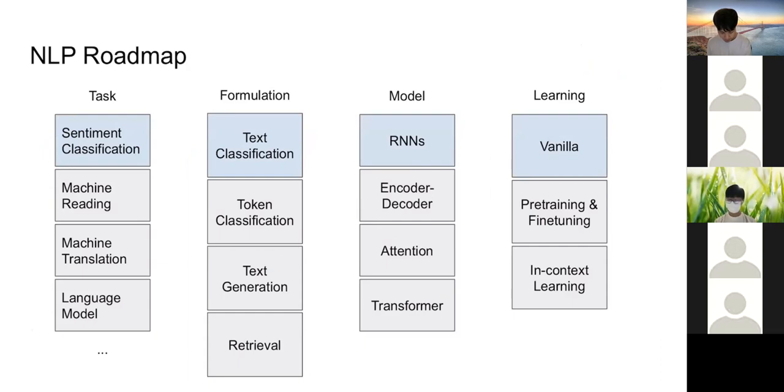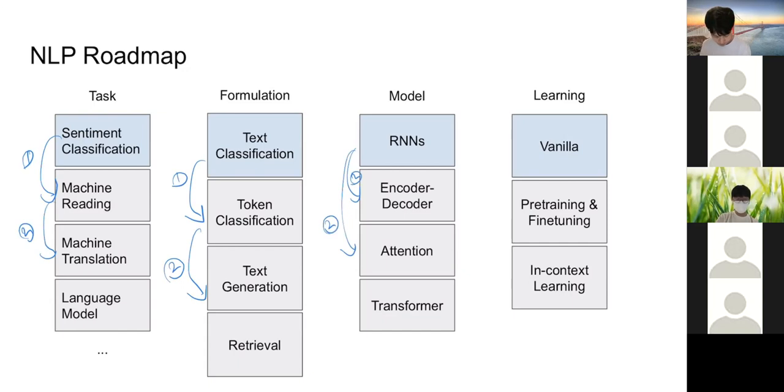Today's lecture will go from text classification to token classification. This will also correspond to other tasks, including machine reading. After that, we'll go to text generation. Machine translation is a text generation task, and this will also allow us to talk about encoder, decoder, and attention. Then we're going to cover all the formulations first, so we'll go to retrieval, which is quite similar to text classification, but very different in terms of its implication.